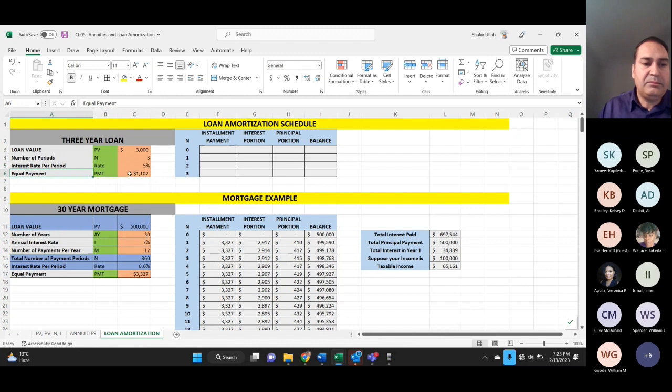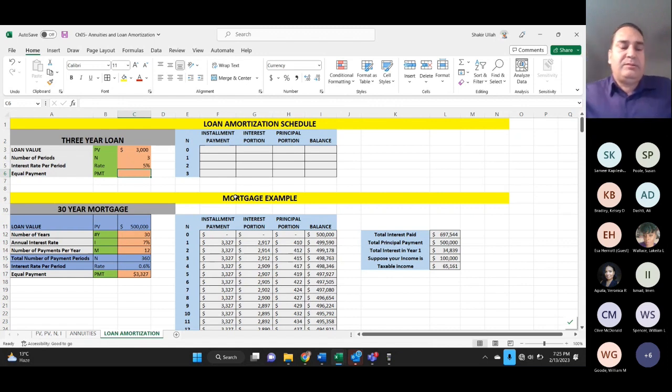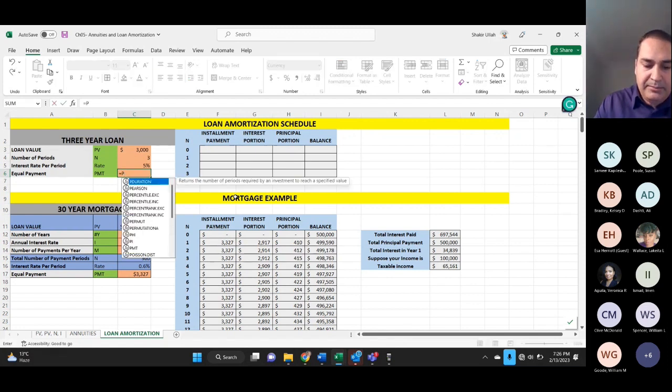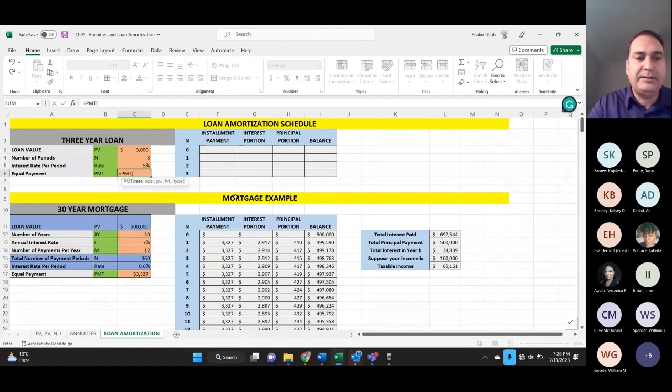Now, what will be the monthly or the periodic payment or the yearly payment, whatever the period may be? This doesn't matter. Let's call it the period just to remove the confusion. The formula for this payment would be equal to PMT. That is the payment formula. It is asking for these variables. PMT is for the payment. Rate, it is asking for the rate. So 5%. Number of periods is three, comma, present value. This is 3,000 that you have borrowed.